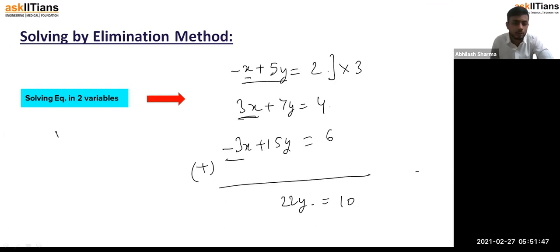So y comes out to be 5 by 11, 10 by 22, cancelling by 2, we get 5 by 11. As soon as we have got the value of y, just plug in that value in any of the equations and you will get the value of x.